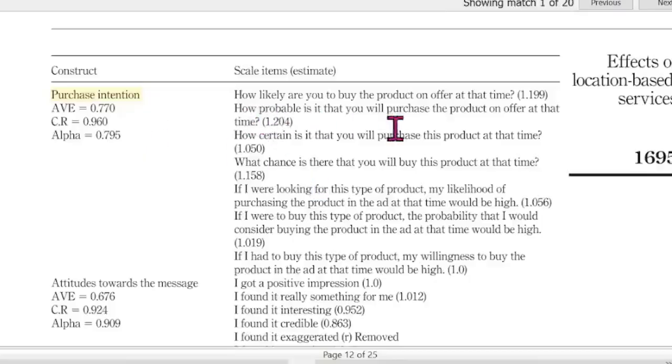How likely are you to buy the product on offer at the time? Then how probable is it that you will purchase the product? How certain is it that you will purchase? What chance is there that you will buy? And all of these questions are related to intention, uncertainty and the chances. So the same concept is measured with the different items again and again. So this is the construct, this is the variable, we call it construct, and the questions that we have within that construct are known as the items.